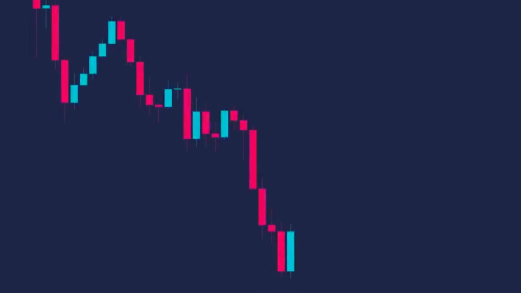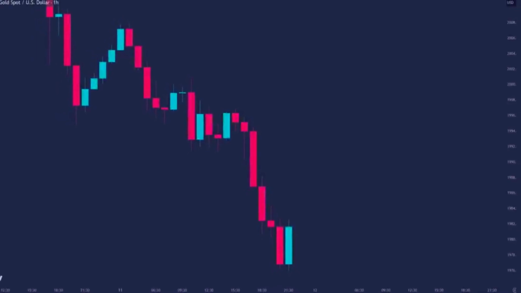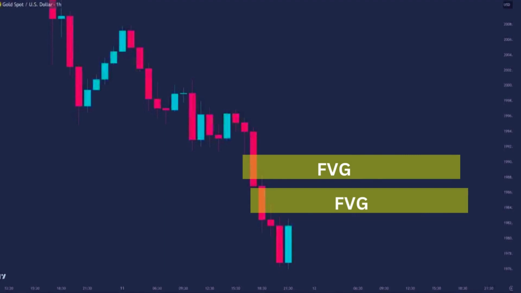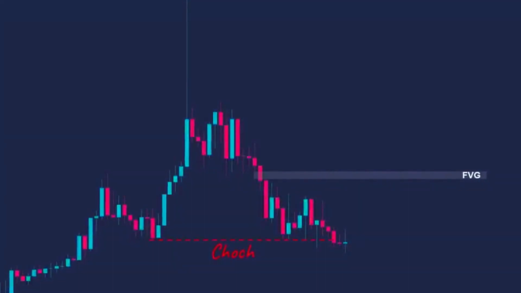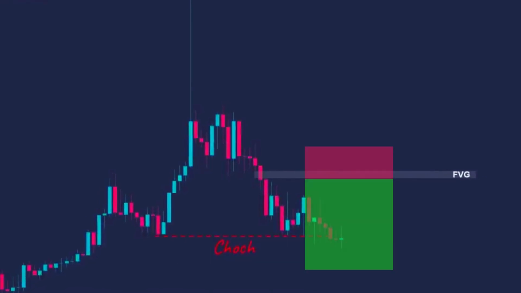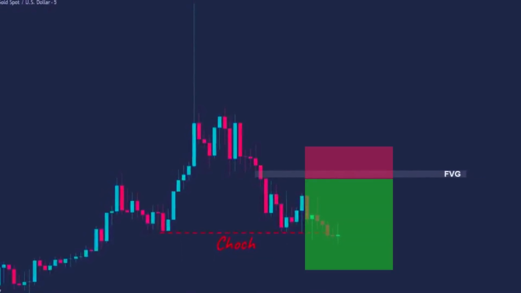Now, looking at the gold 1-hour chart, we see a downtrend with two fair value gap areas, but only one is valid for trading. After the price returned to this area, we zoomed into a lower time frame for trade execution. On the 5-minute chart, a change of character and an FVG area appeared, prompting us to place a sell order at the start of the zone with a stop above it.